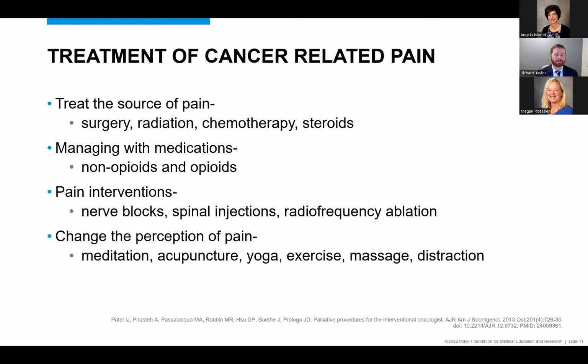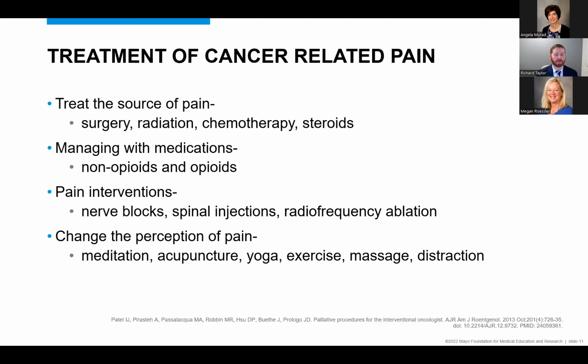Treatment of cancer-related pain. So for starters, we want to focus on the source of the pain. So we need to determine, is this surgery related or radiation? Could it be chemotherapy potentially that could help? Could steroids help? Managing with medications such as the non-opioids, things like Tylenol, things like ibuprofen, some atypical antidepressants. There are several things that we can manage with medications. And then, of course, the opioid class, and I always hear someone go, oh, that's straight to morphine, right? Well, we have other options too, but that is in the opioid class.